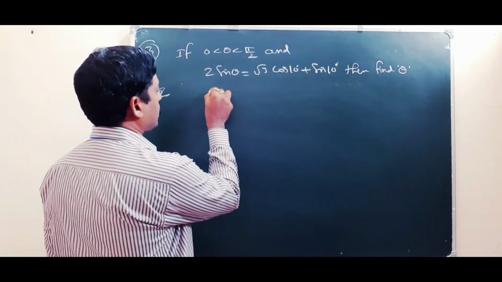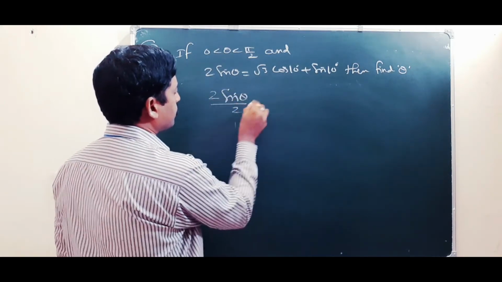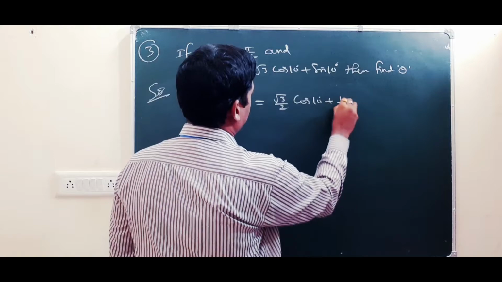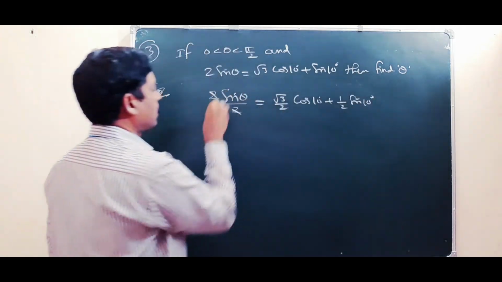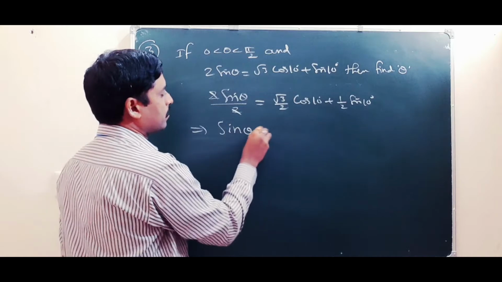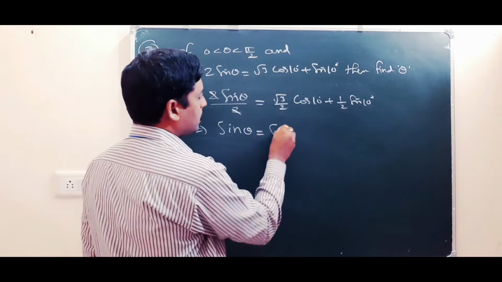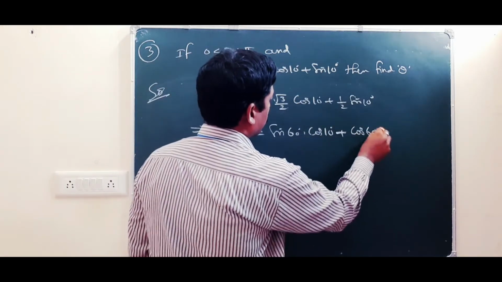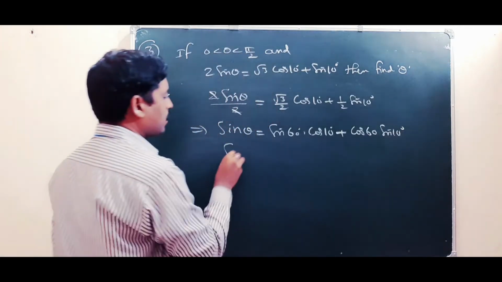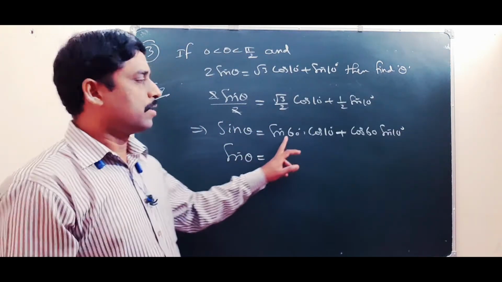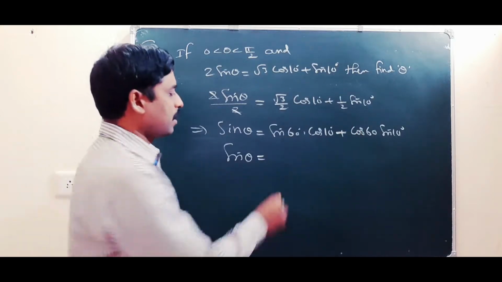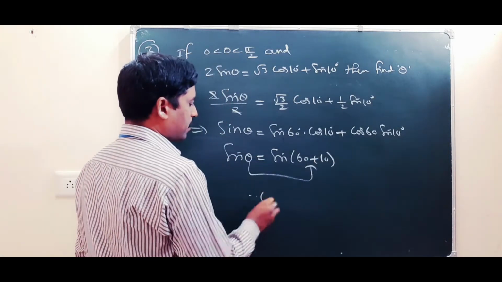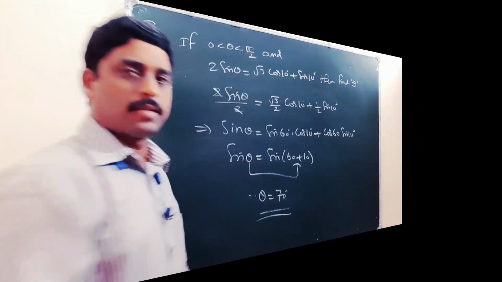So divide by 2 on both sides. 2 sin theta by 2 equals root 3 by 2 cos 10 plus 1 by 2 sin 10. The 2s get cancelled. Sin theta equals, this root 3 by 2 is sin 60 into cos 10, and this 1 by 2 is cos 60 into sin 10. So sin theta equal to, this is in the form of sin a cos b plus cos a sin b, which is sin (a plus b), 60 plus 10. Therefore theta is equal to 70. What is the answer? 70 degrees.